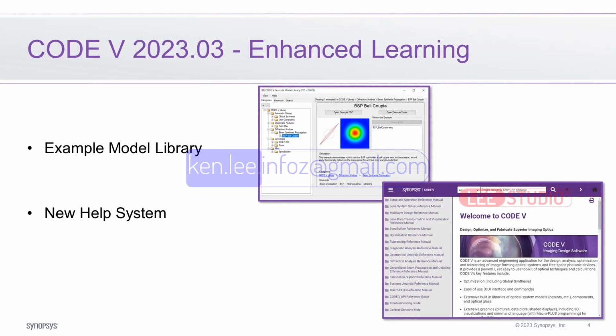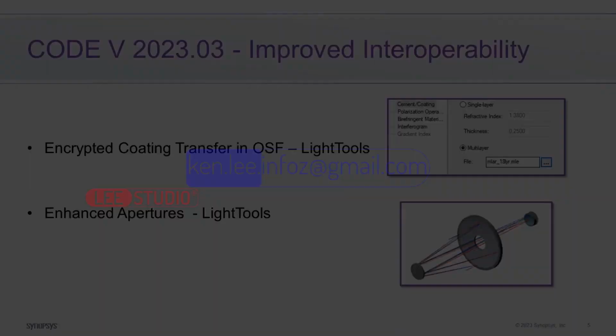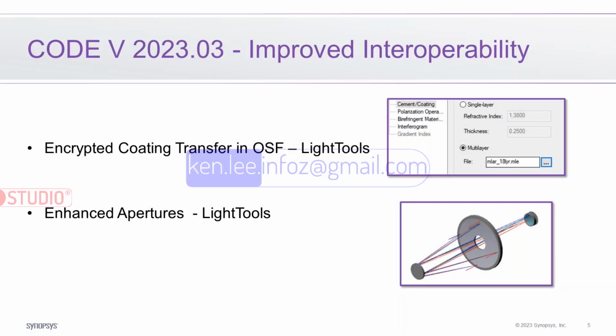The release also provides enhanced learning with a new example model library and an updated help system. Thirdly, there are enhancements to interoperability with LightTools, so you can analyze stray light from your CODE V lens. Encrypted coatings and more robust apertures can be exported in the optical system file. Let's look at the highlights from this release.